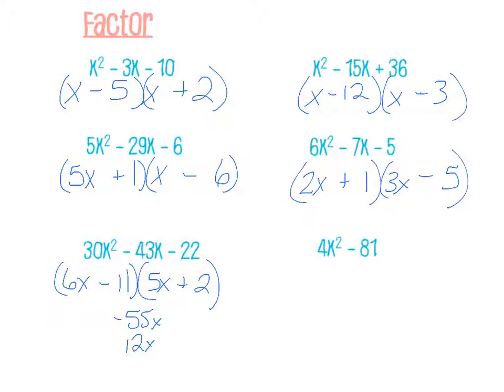Last one, this one is a difference of squares. These are the ones where you just square root each term. It's a 2x and a 9. One of them's a plus, and then you go do the opposite, 2x minus 9. Difference of squares. You have several of these to practice factoring. I don't care what method you use, as long as you know how to factor.